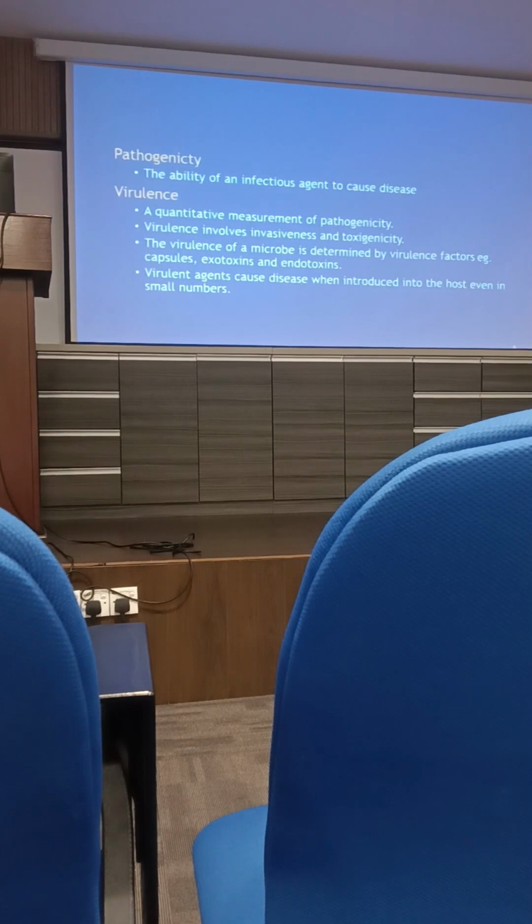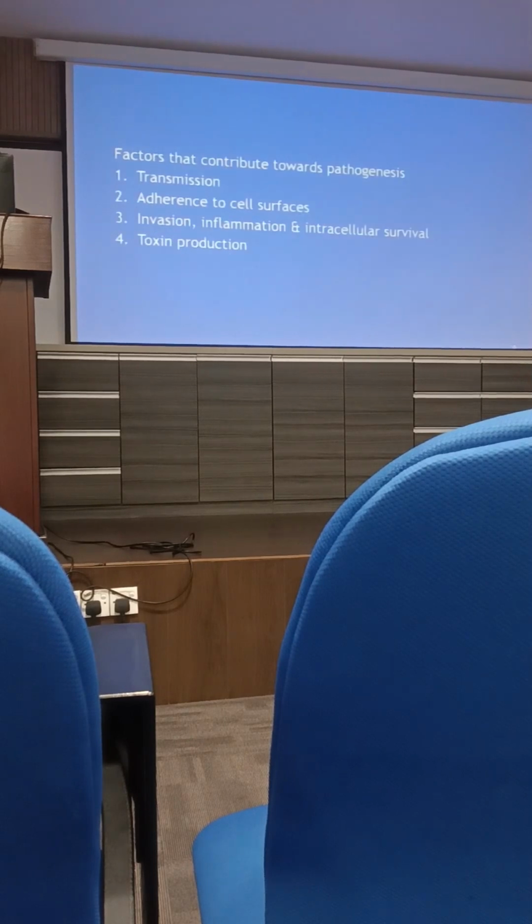Okay, so pathogenicity is the ability of an infectious agent to cause disease. And virulence is the quantitative measurement of pathogenicity. So one pathogenic bacteria can be more virulent than another bacteria. They can be of the same species also, but one may have certain virulence factors that make it more pathogenic. So what contributes towards pathogenesis?